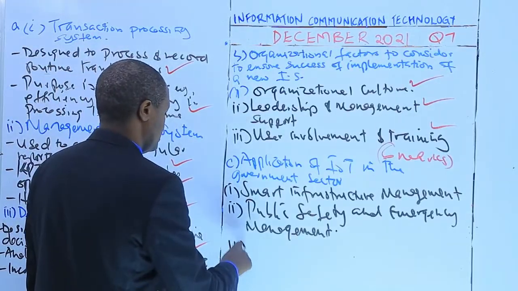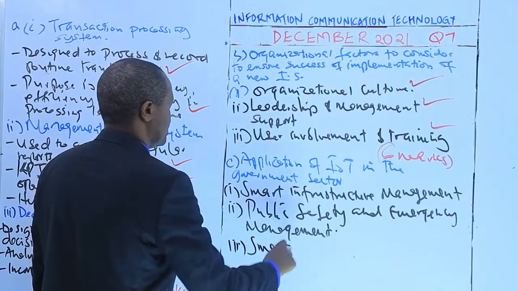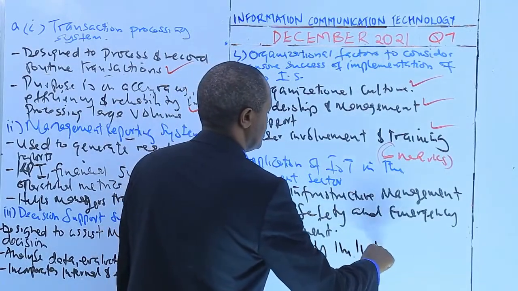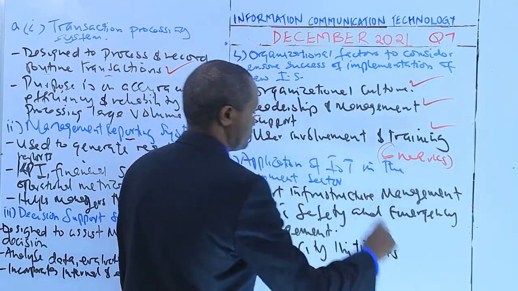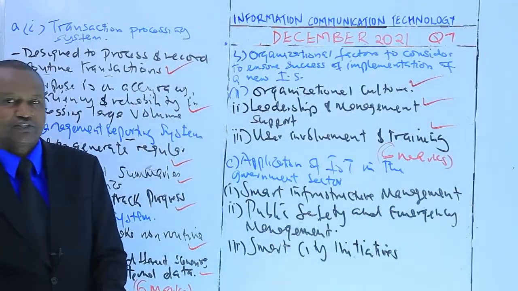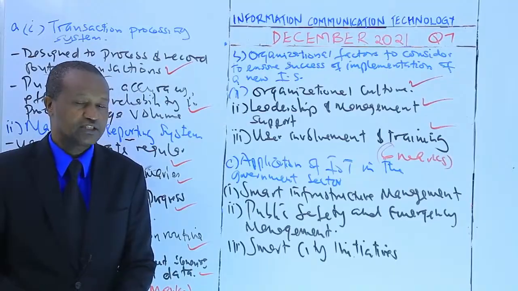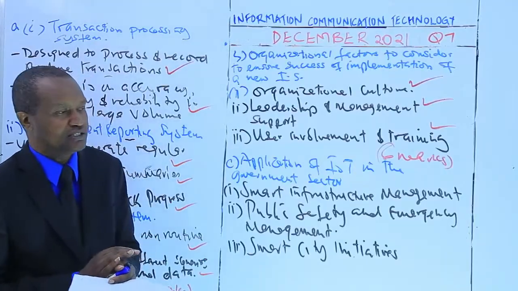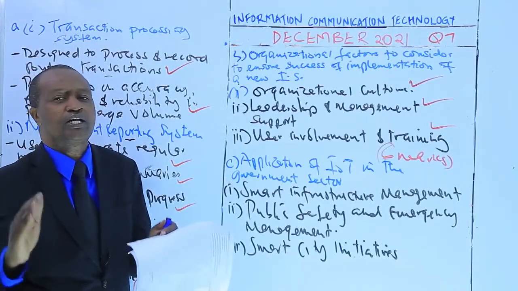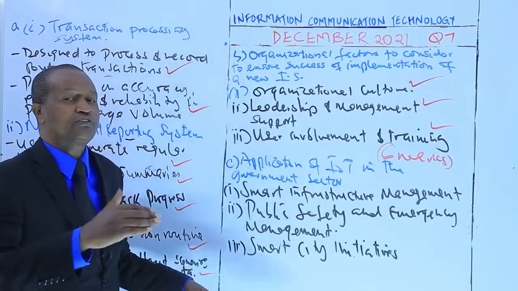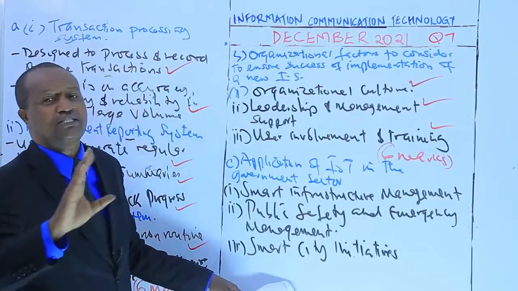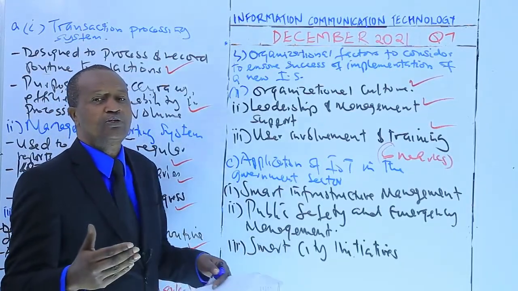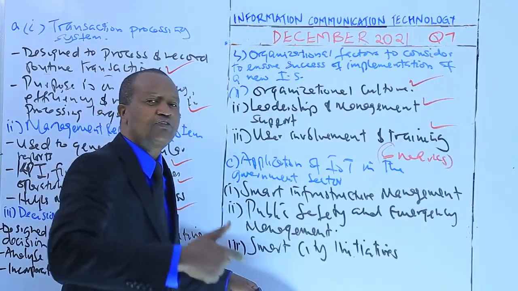3, smart city initiatives. Now, Internet of Things plays a crucial role in the development of smart cities. It enables the collection and analysis of data from various sources to optimize resource usage, to improve service delivery, and also enhance the quality of life for citizens.